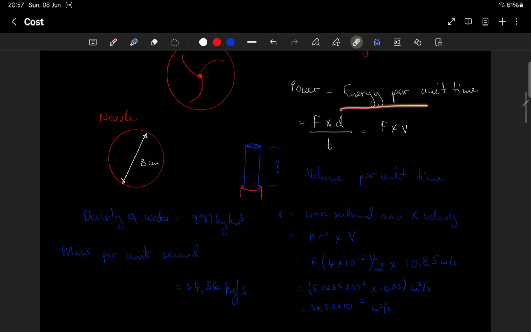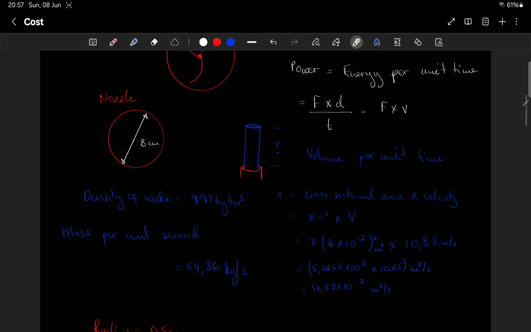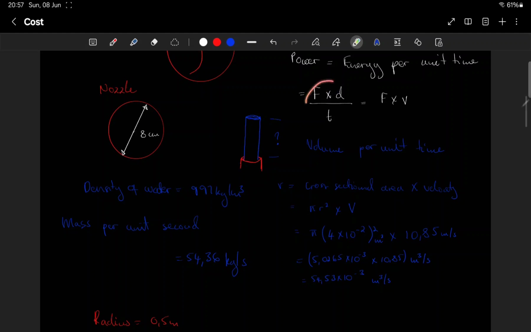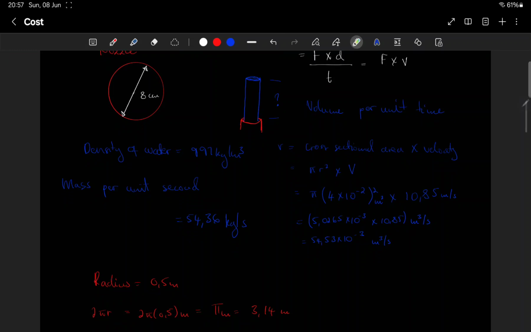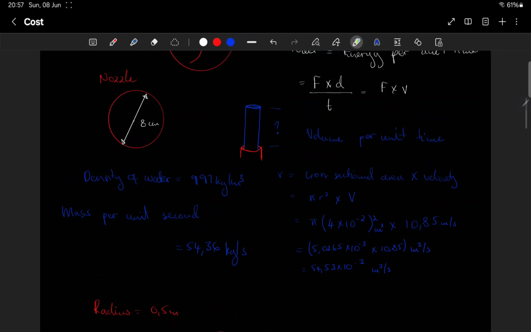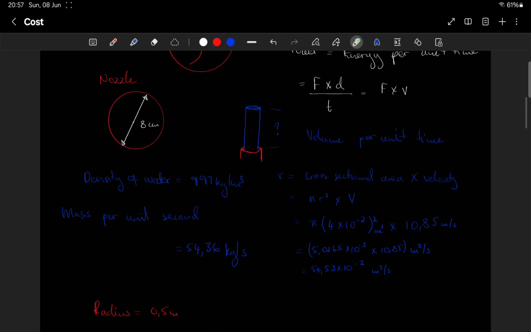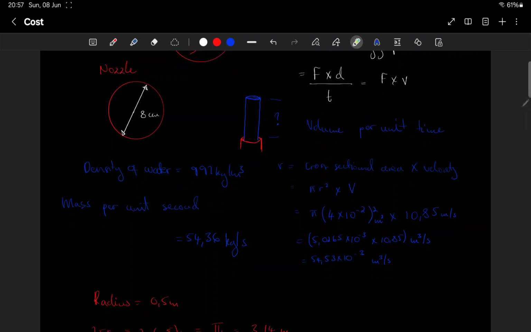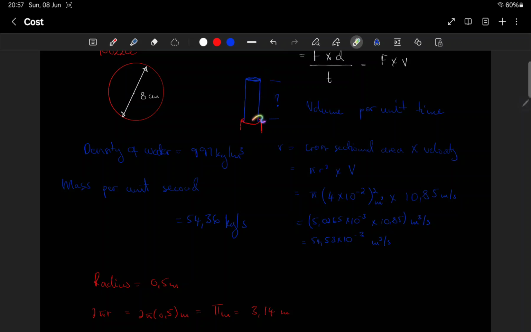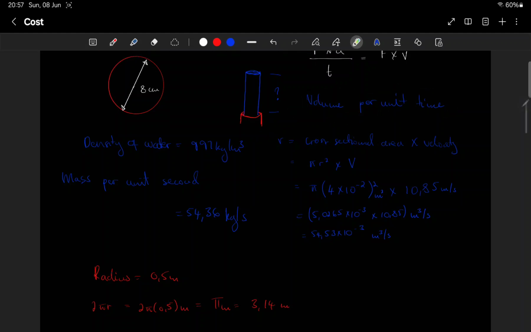We know power is energy per unit time, so how do I get the energy per unit time per pump? Energy per unit time can be calculated as force times distance per unit time. When you move this over to this side, it's force times velocity. So what is the force? The force has to be mass times acceleration. What is the mass then? Mass is volume times density. I can't get the volume because it's a changing volume. It's a volume per unit time. So I have to calculate the volume per unit time.